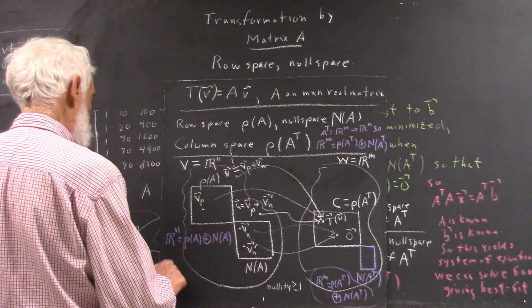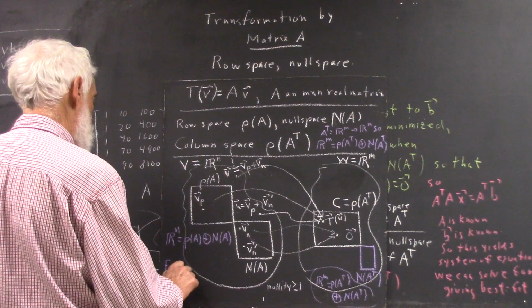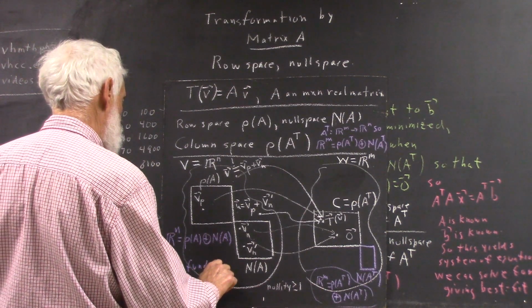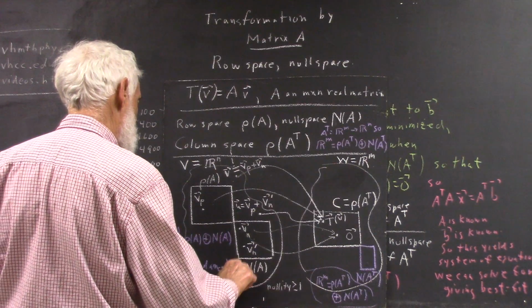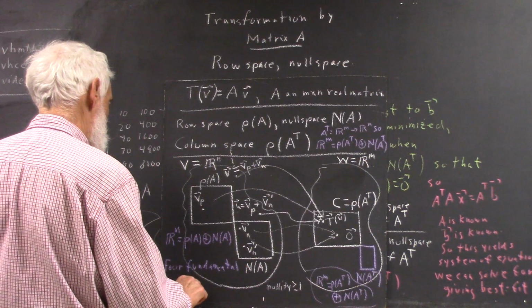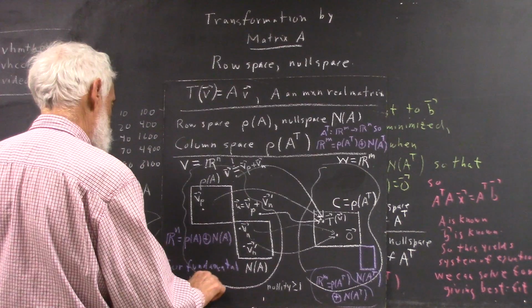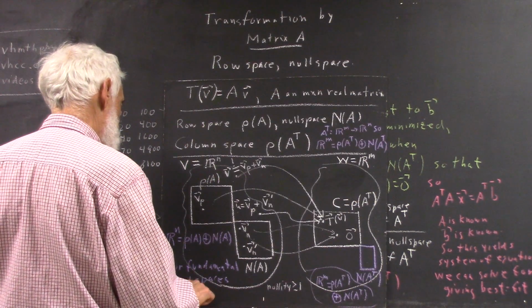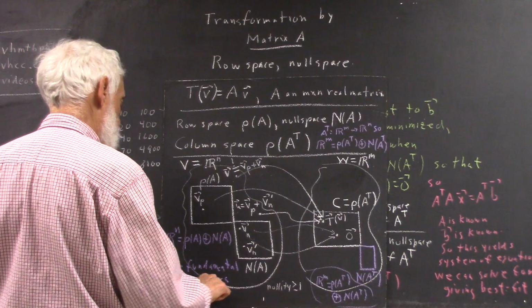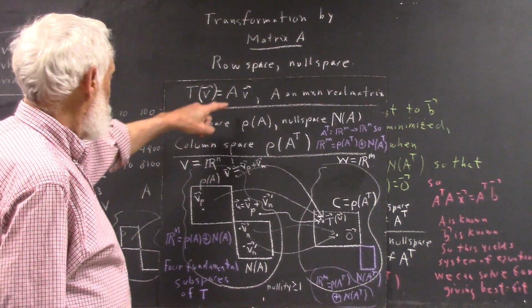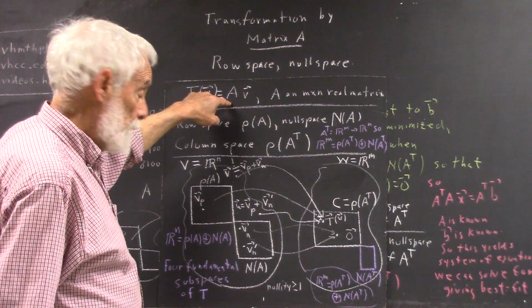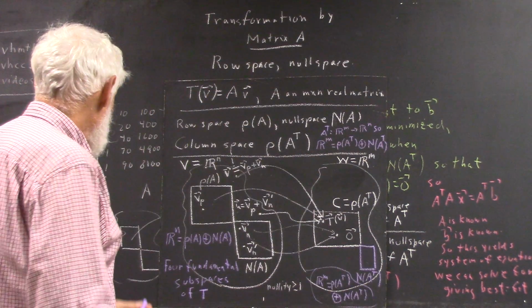Now there's much more that we can say about these subspaces, but these are the four fundamental subspaces of the transformation T, where again T is a transformation such that T applied to v is just what you get when you multiply the matrix A by the vector v.